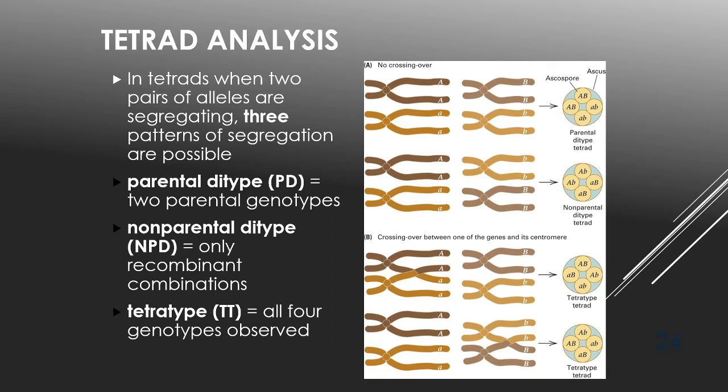Okay? Same goes with the other one. If the other one, which is B, also crosses over, A still remains, but for B, you can have big A, small b, or small a, big B. All of these will be expressed in the tetrad.